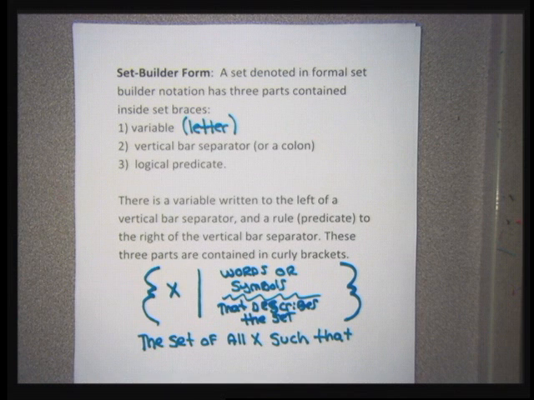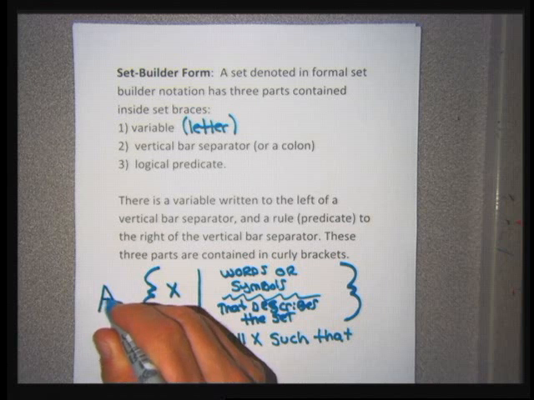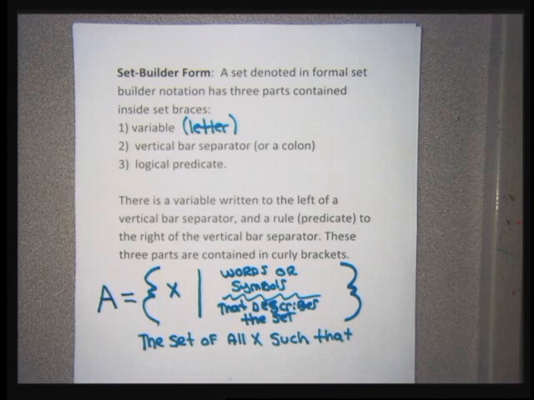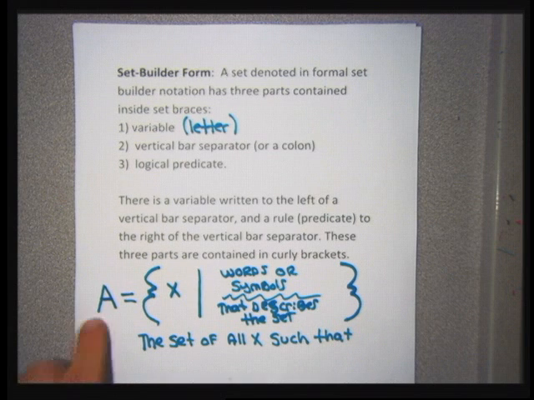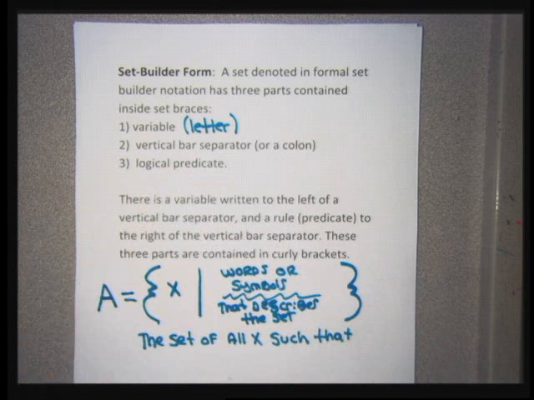Usually when we write set builder notation, the set that we're describing has a name, and usually preceding the set builder notation, we write the set name and then an equal sign. For a lot of our problems, the set name is going to be A. So I'll write the set A equals the set of all x such that it has the property of the logical predicate. All right, keep plugging along here.